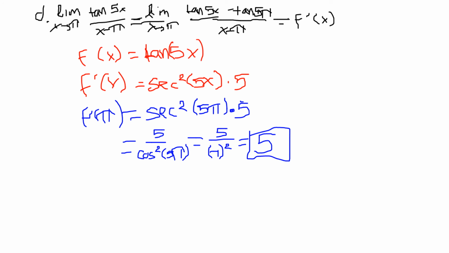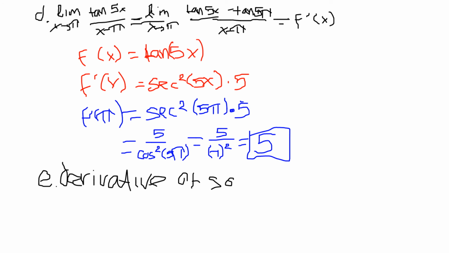Then to answer part E, which says, what do all these limits have in common? We know that all these limits were limits that looked at the derivative of some type, because we use the definition of the derivative at a certain point.